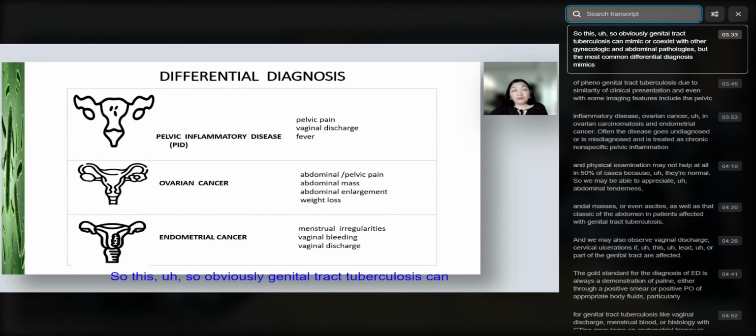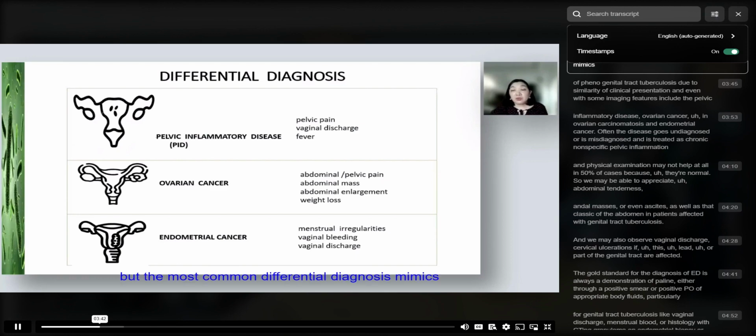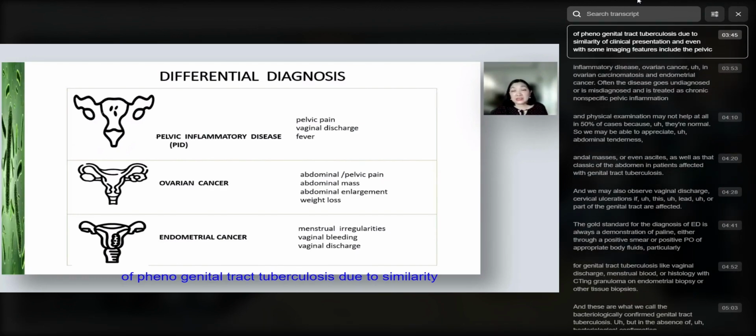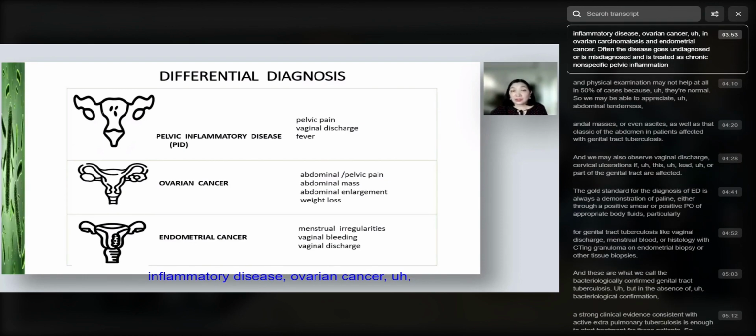So obviously genital tract tuberculosis can mimic or coexist with other gynecologic and abdominal pathologies, but the most common differential diagnosis and mimics of female genital tract tuberculosis, due to similarity of clinical presentation and even with some imaging features, include pelvic inflammatory disease, ovarian cancer, ovarian carcinomatosis, and endometrial cancer. Often the disease goes undiagnosed or is misdiagnosed and is treated as chronic non-specific pelvic inflammation.